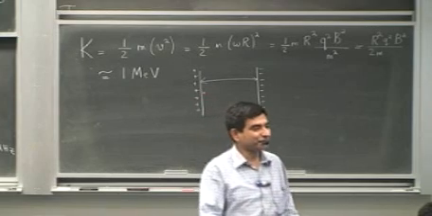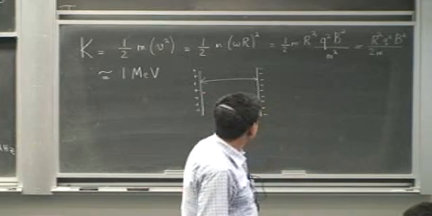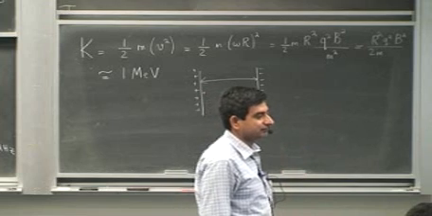So how much voltage should there be between these plates to achieve a final energy of 1 mega electron volt?